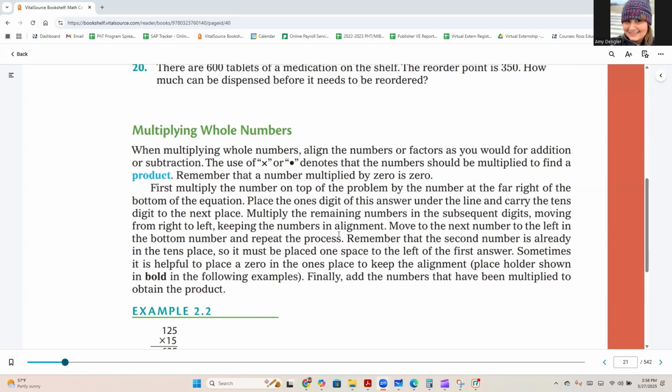Move to the next number to the left in the bottom number and repeat the process. Remember that the second number is already in the tens place, so it must be placed one space to the left of the first answer. Sometimes it is helpful to place a zero in the ones place to keep the alignment. Finally, add the numbers that have been multiplied to obtain the product.